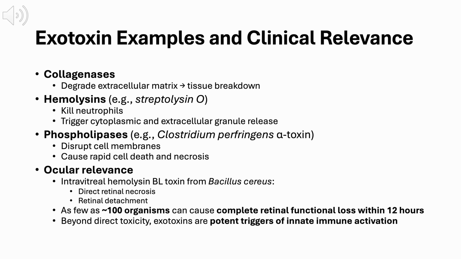This is especially important in Bacillus cereus endophthalmitis. Its hemolysin BL toxin can cause direct retinal necrosis and retinal detachment, and even a very small bacterial inoculum may produce complete retinal functional loss within hours. Therefore, the severity of these infections reflects not only bacterial growth, but also rapid toxin-mediated retinal injury and powerful activation of the innate inflammatory response.